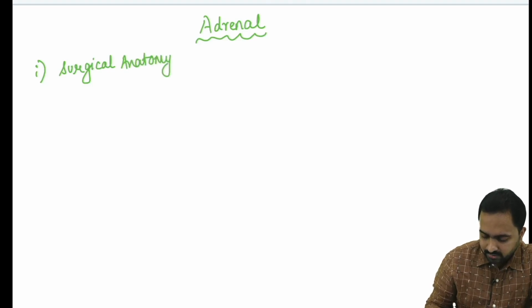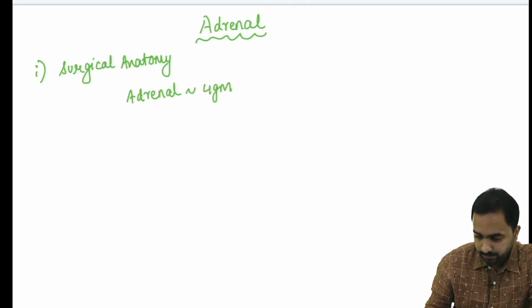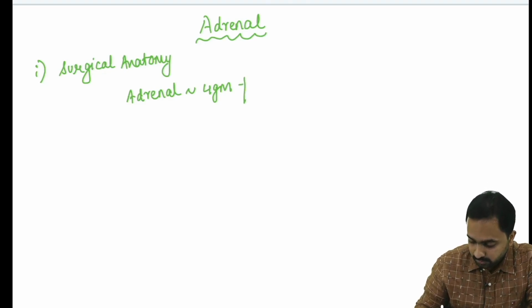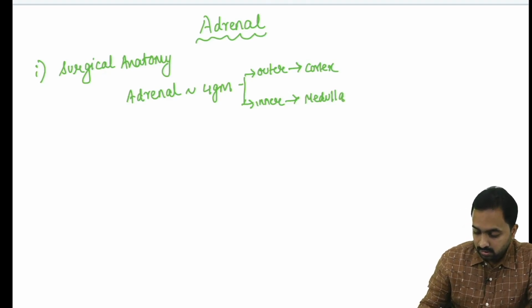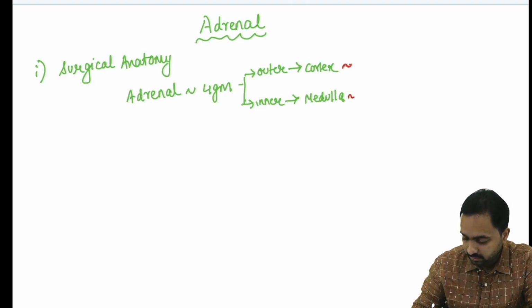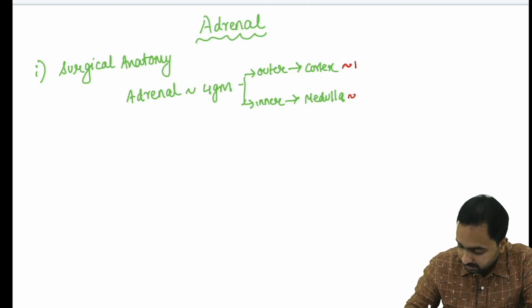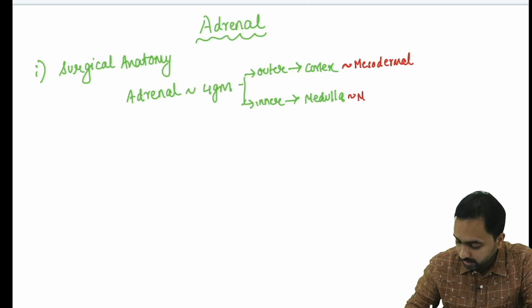So adrenal usually weighs approximately around 4 gram. It is divided into two parts. The outer part, which is called the cortex, and the inner part, which is the medulla. An important question asked in respect to this is the development of cortex and medulla. The cortex is mesodermal in origin, and medulla is neuroectodermal in origin.